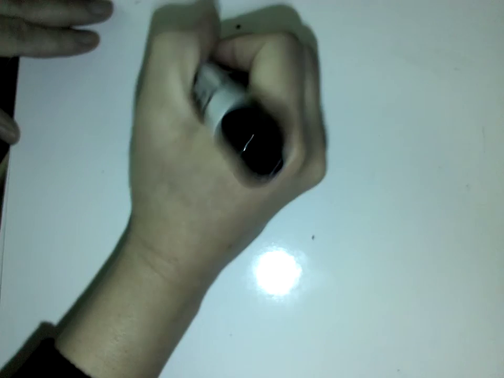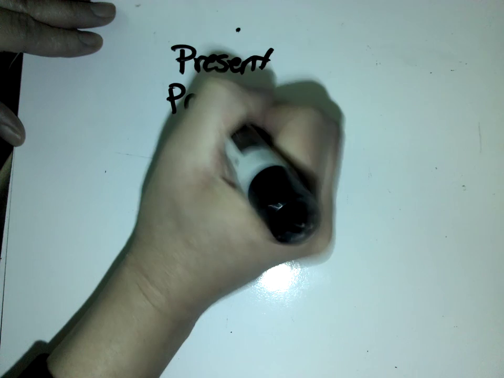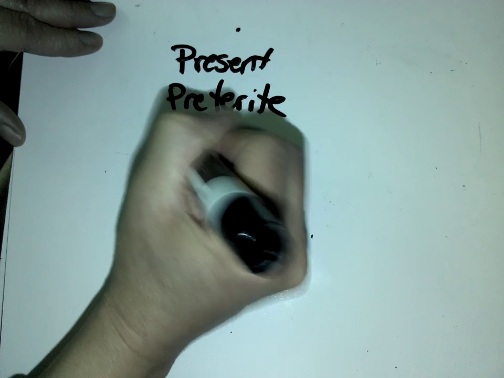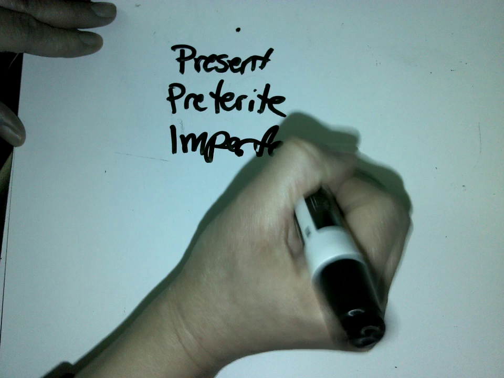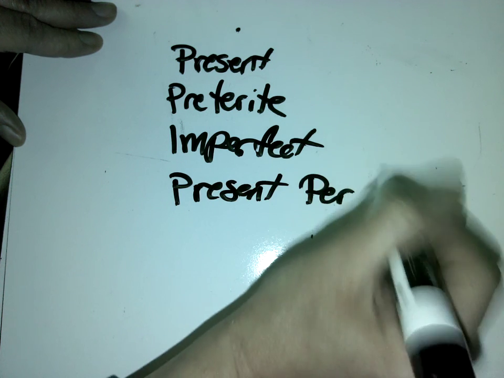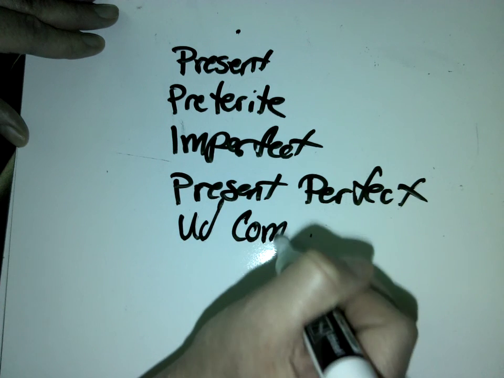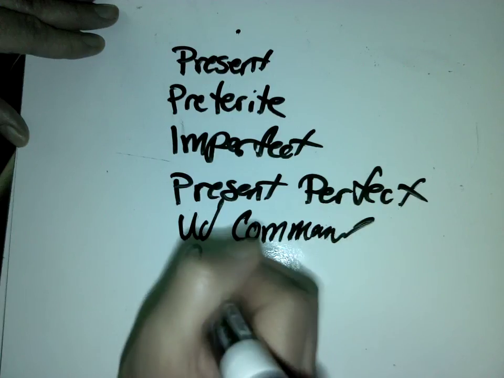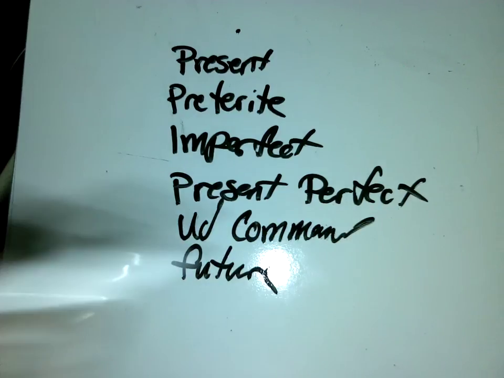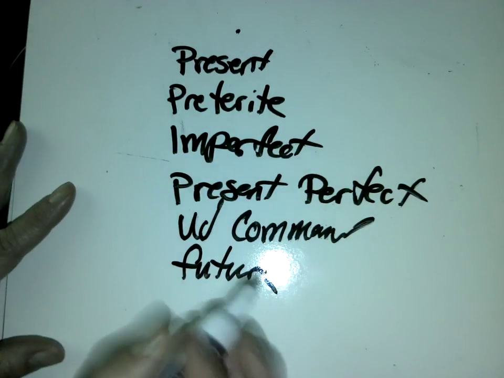Okay, so today we're going to be adding a new verb tense. So far in Spanish 3, we have worked with the present. We have done the preterite. What else, guys? Imperfect. Good. Present perfect. Future. We did the usted command. Yep, we did the future. So today we add one more thing, and that last tense that we're going to add today is the conditional.